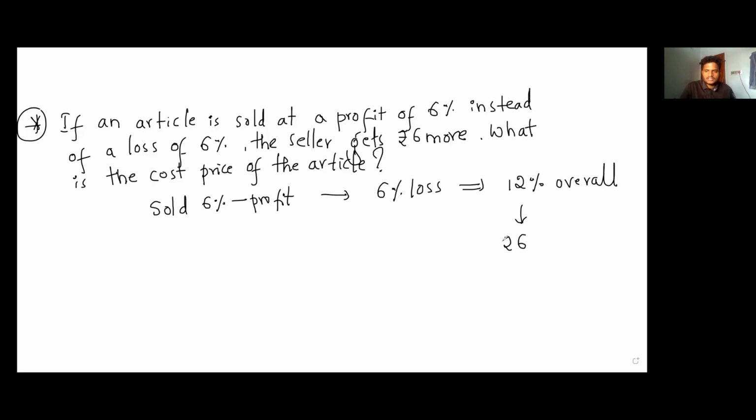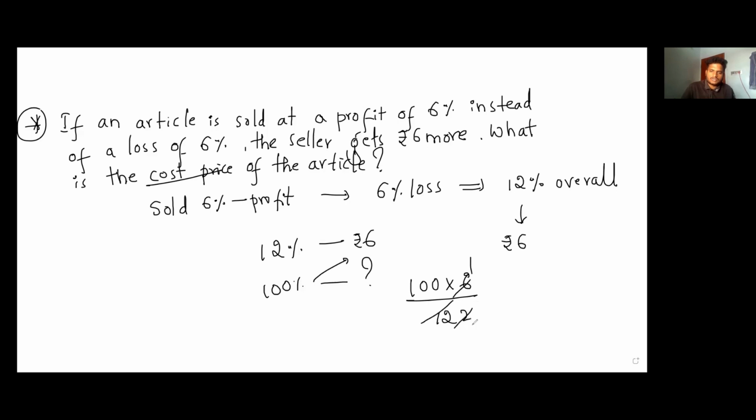It is bringing 6 rupees. Yes or no? 12% is bringing me 6 rupees. So what will 100% bring me? Because they are asking cost price. So what will 100% bring me? 100% into 6 divided by 12. 6 ones are 6, 6 twos are 12, so 2 ones are 2, 50s are. So what is the answer? 50. The cost price of the article is 50.